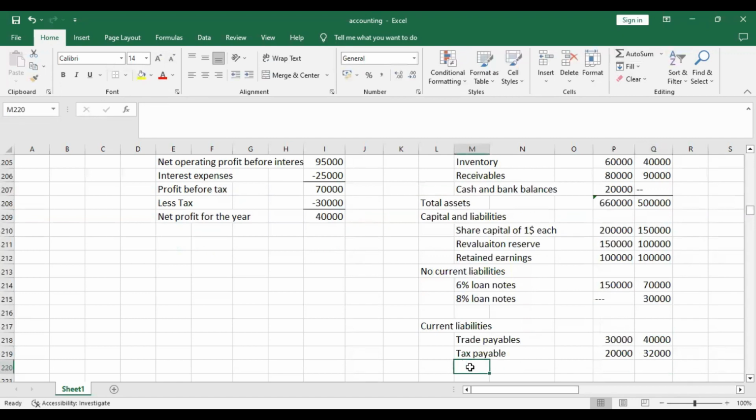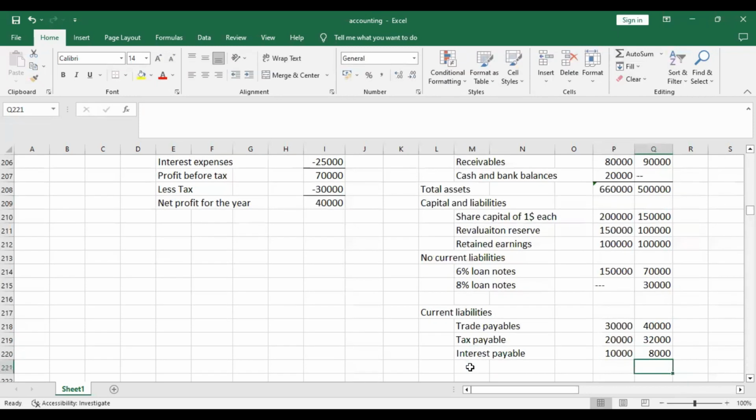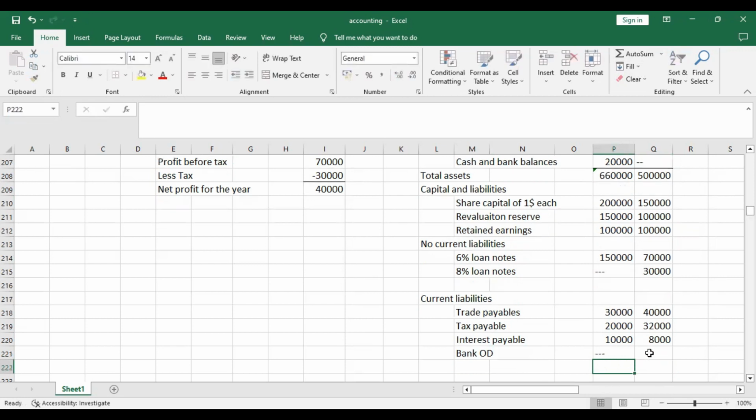Then interest payable. Let me assume 10,000 and 8,000. Then look into bank overdraft. How much is the bank overdraft? There is nothing in the year 2022, but the bank overdraft is 20,000 in the last year.